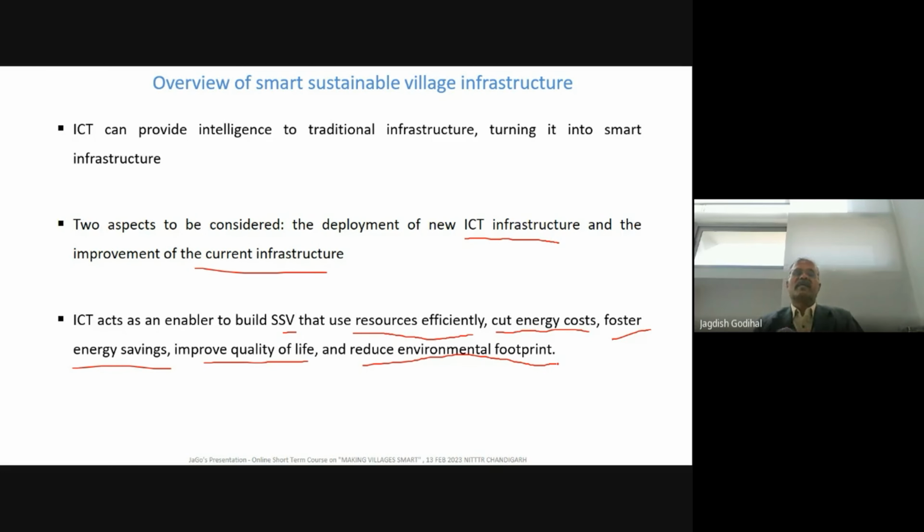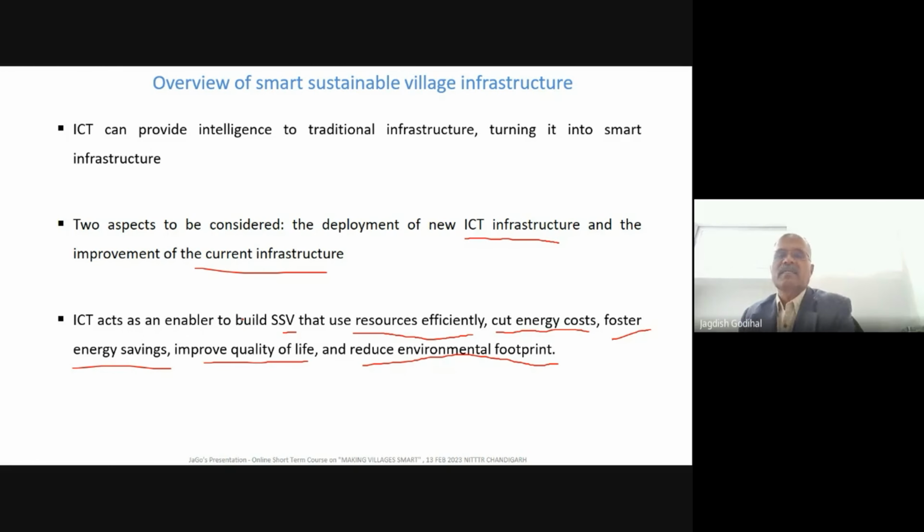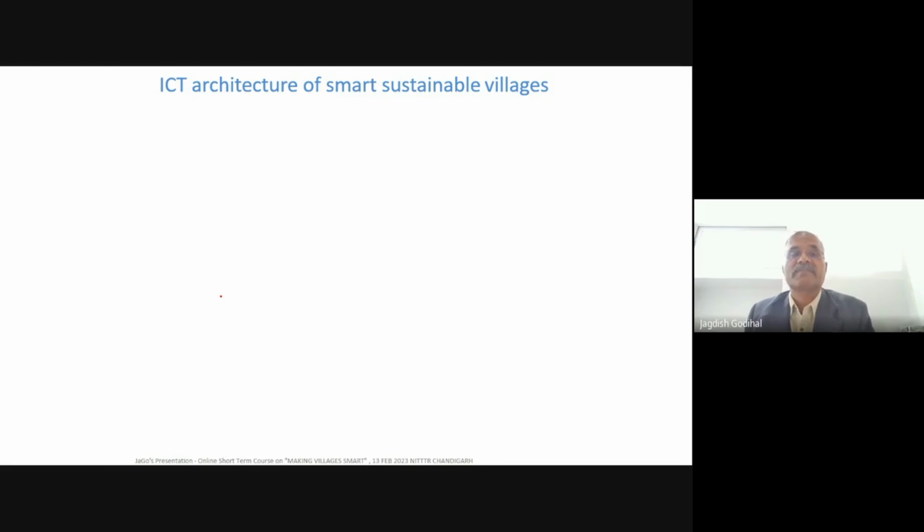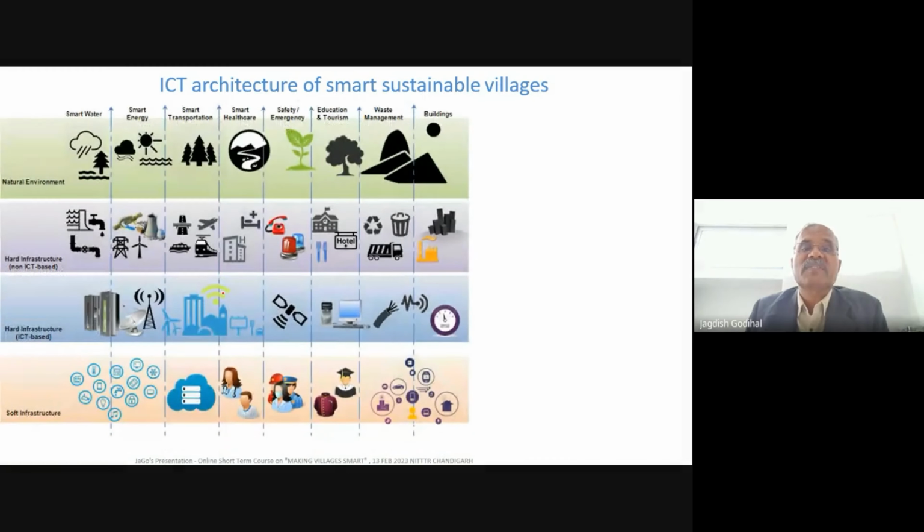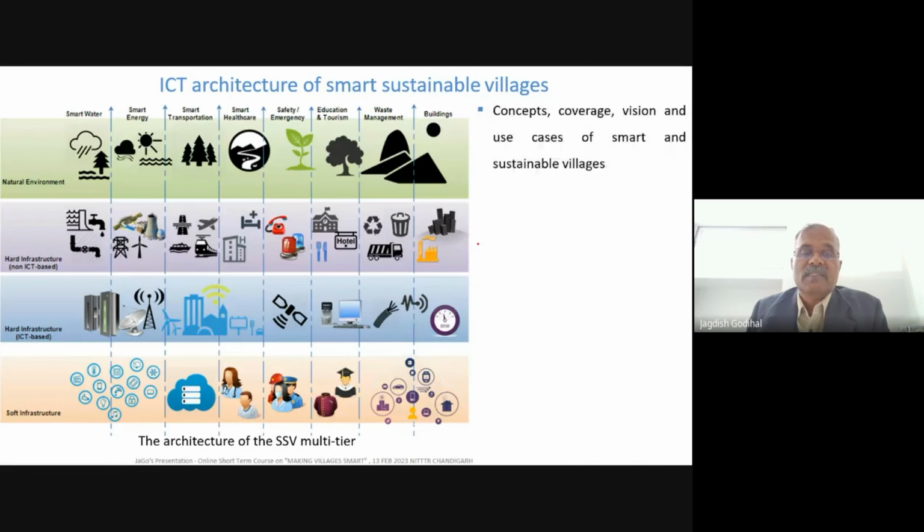Okay, then ultimately everything boils down to reduction in environmental footprint. That is, carbon emissions will be very less for a given product. So that is how, in terms of mathematical equations, everything boils down that way. That is how the traditional city is transformed into a smart sustainable city. Sorry, smart sustainable village.